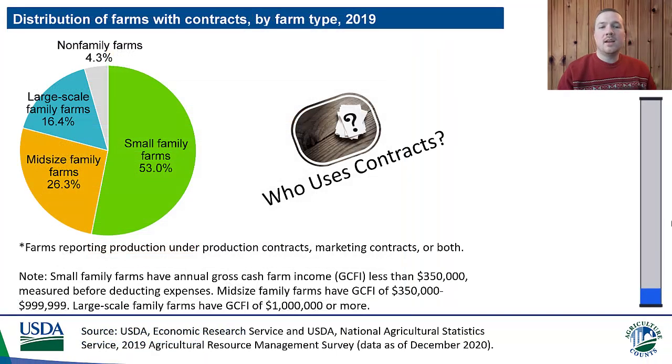And the use of contracts isn't just limited to big corporate farms or any one type of farm. This pie chart shows the distribution. Considering farms which have contracts, nearly 80% are small or mid-sized family farms with less than $1 million of gross cash farm income. This kind of detailed analysis is only possible with ARMS data.